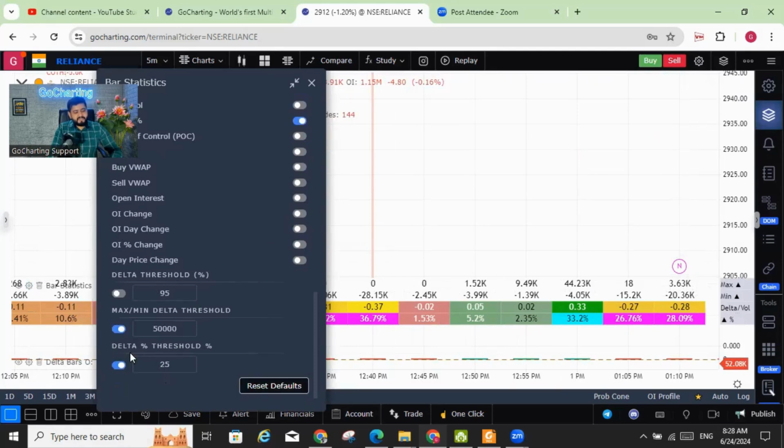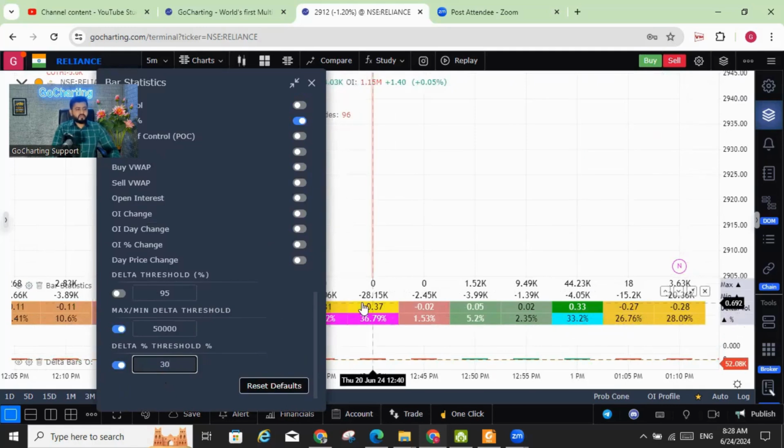And this delta percentage threshold, as we have just seen, is the delta percentage. If you put a value for the threshold, for example 50, now nothing is being highlighted. But if I put 30, the values above 30 will be highlighted.